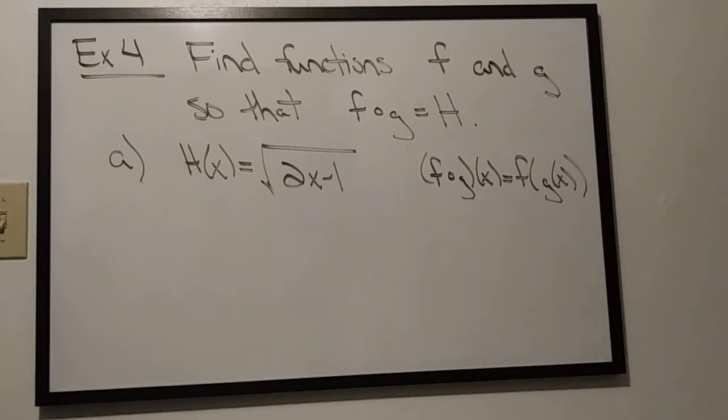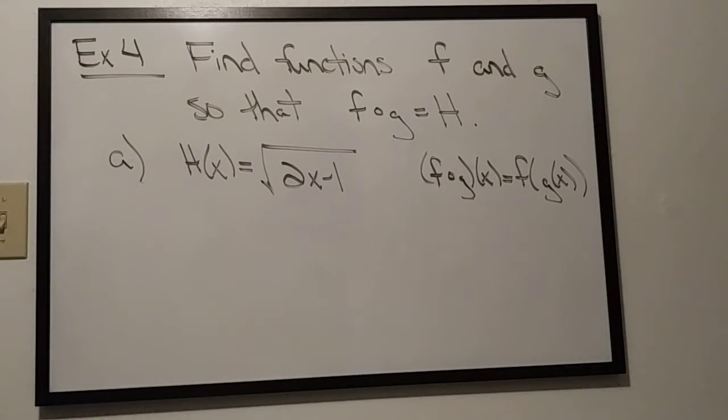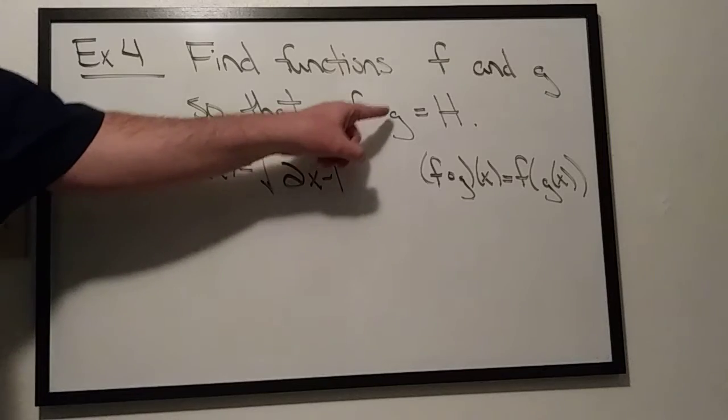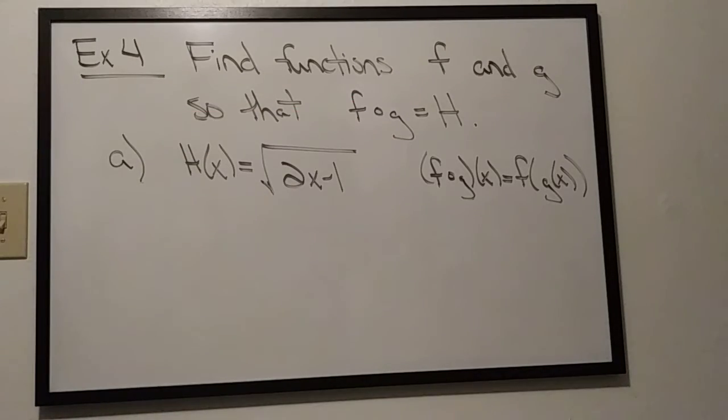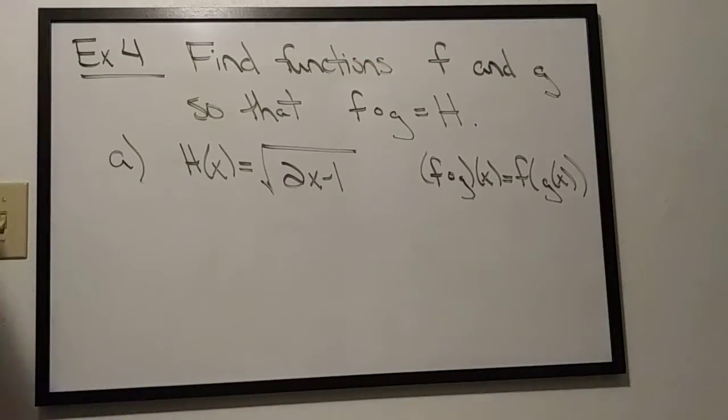So in example 1a, we had two different rules. We had a rule for f and we had a rule for g. Then we took those two separate rules and we brought them together and created a new rule for f composed with g. Well, this problem is asking us to do just the opposite operation. They're going to give us the rule for f composed with g, and then they're going to ask us for the individual rules for f and g.